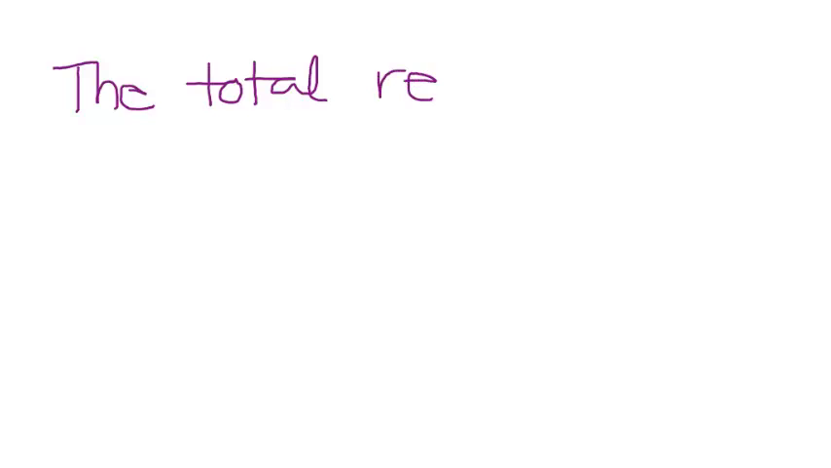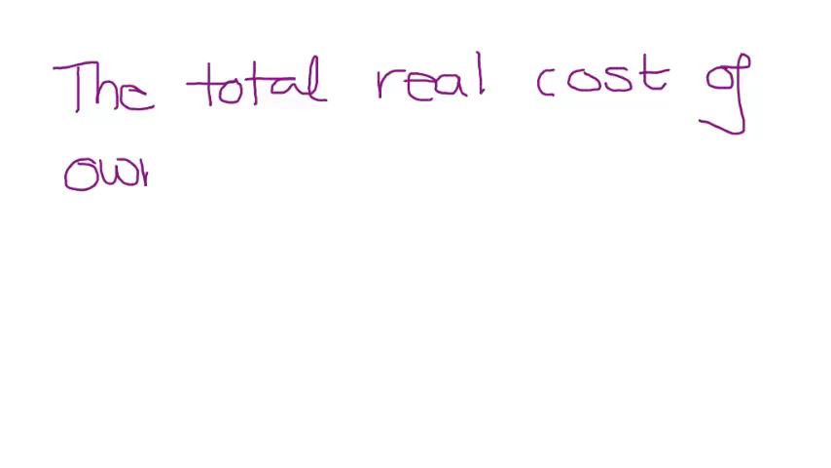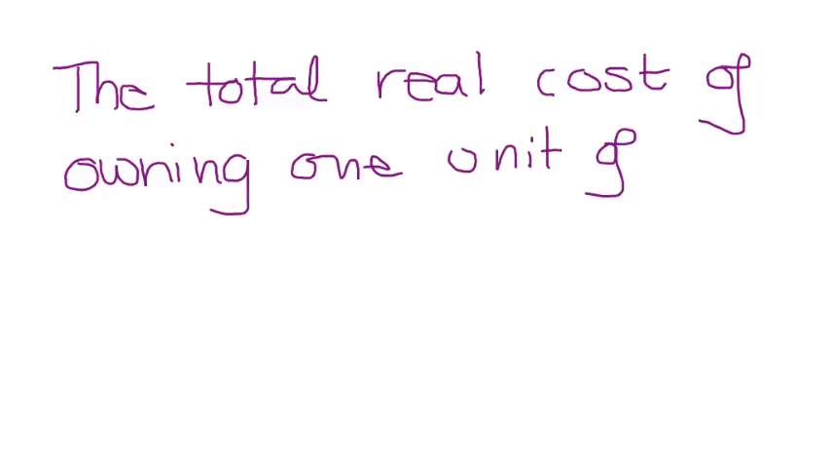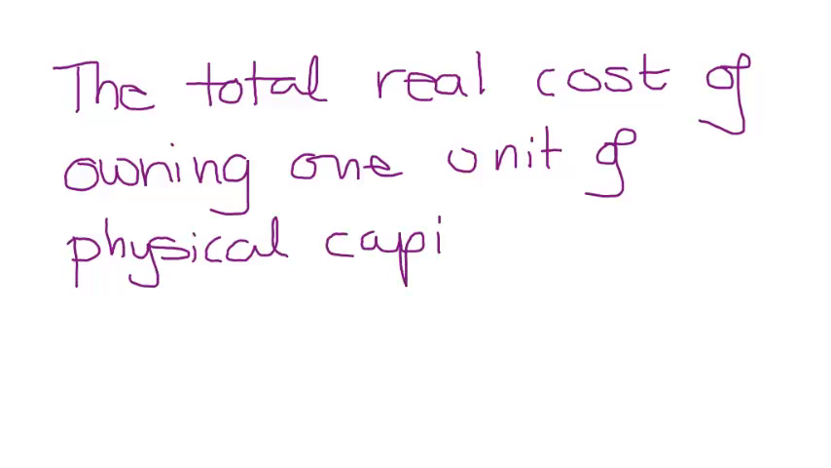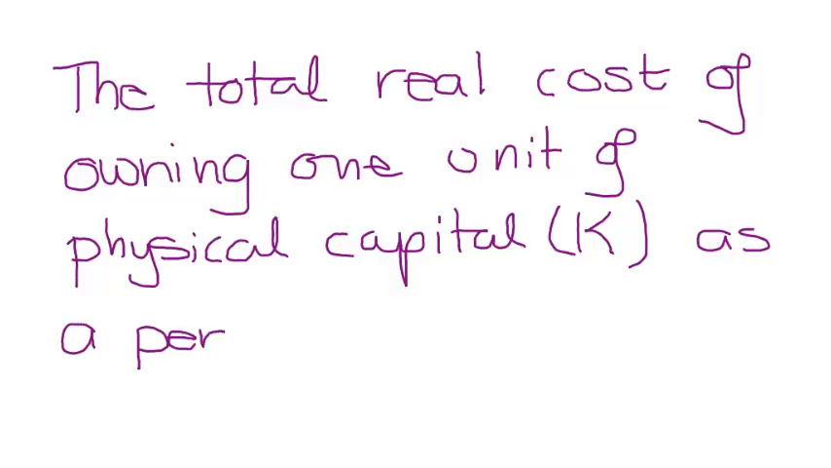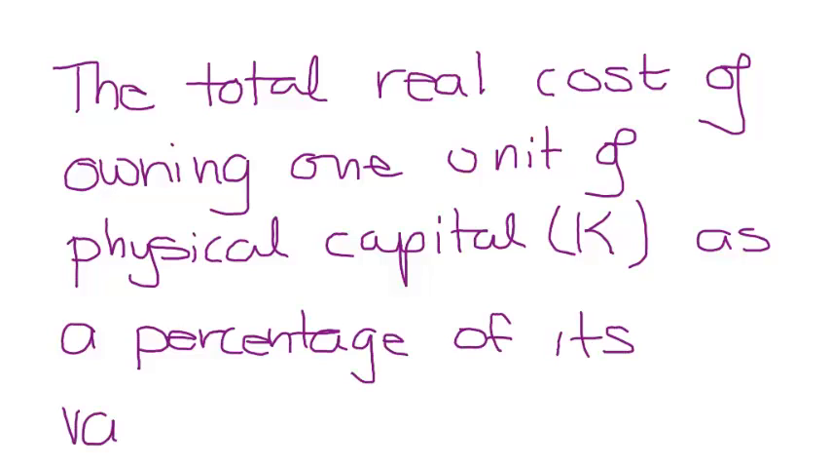Okay, so first of all, let's define the user cost of capital. So the user cost of capital is defined as the total real cost of owning 1 unit of physical capital, which we are used to labeling as capital K, as a percentage of its value. Okay, and we denote the value as PK.